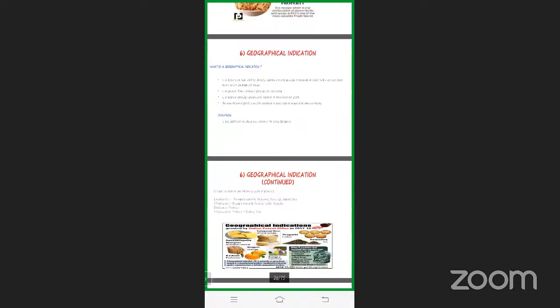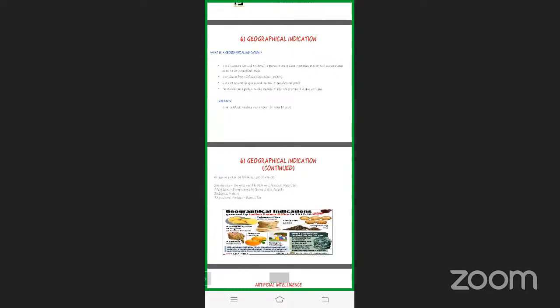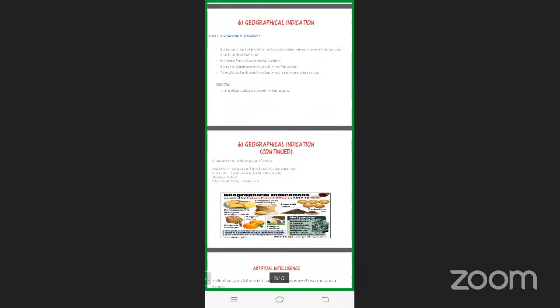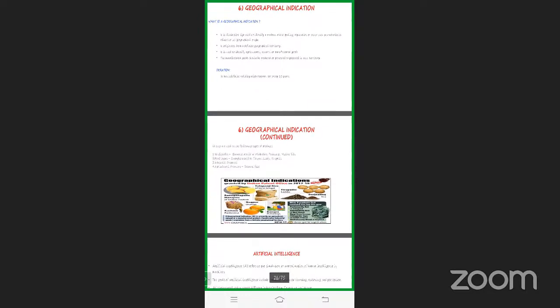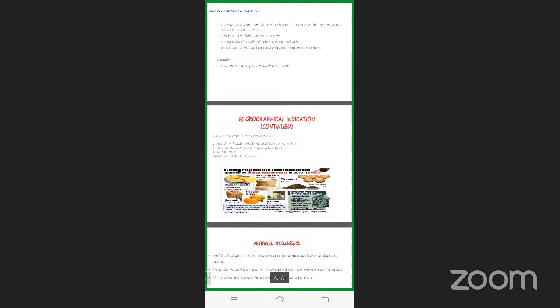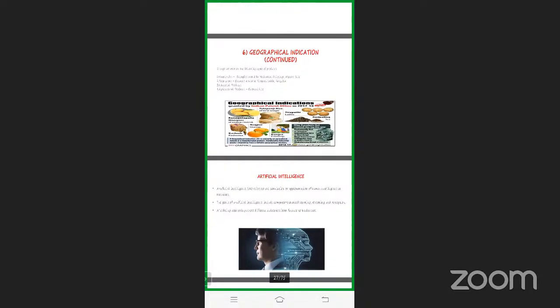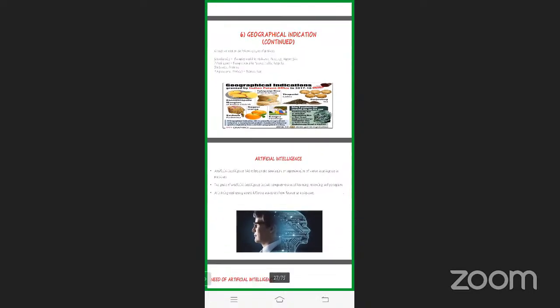Next is geographical indication. A geographical indication is defined as a distinctive sign used to identify a product whose quality, reputation, or other characteristics relate to its geographical origin. It is used to identify agricultural foods or industrial products which are confined to a particular location or place. The duration for renewal is every 10 years; the geographical indication has to be renewed. Some well-known GI tags are presented in this slide, like Tirupati Laddu and Nagpur Orange. These are some well-known GI indicators.